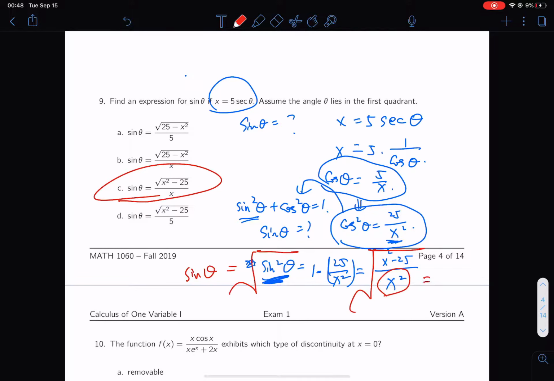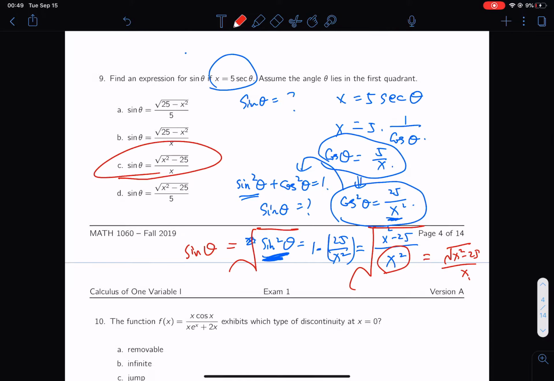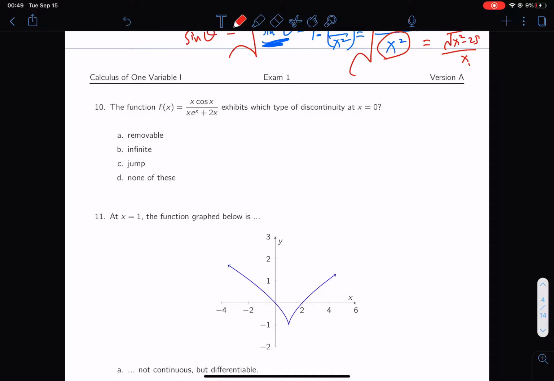We can pull it out. That is just x squared minus 25 divided by x, so which is c. And for the next one, number 10. For number 10, which type of discontinuity?